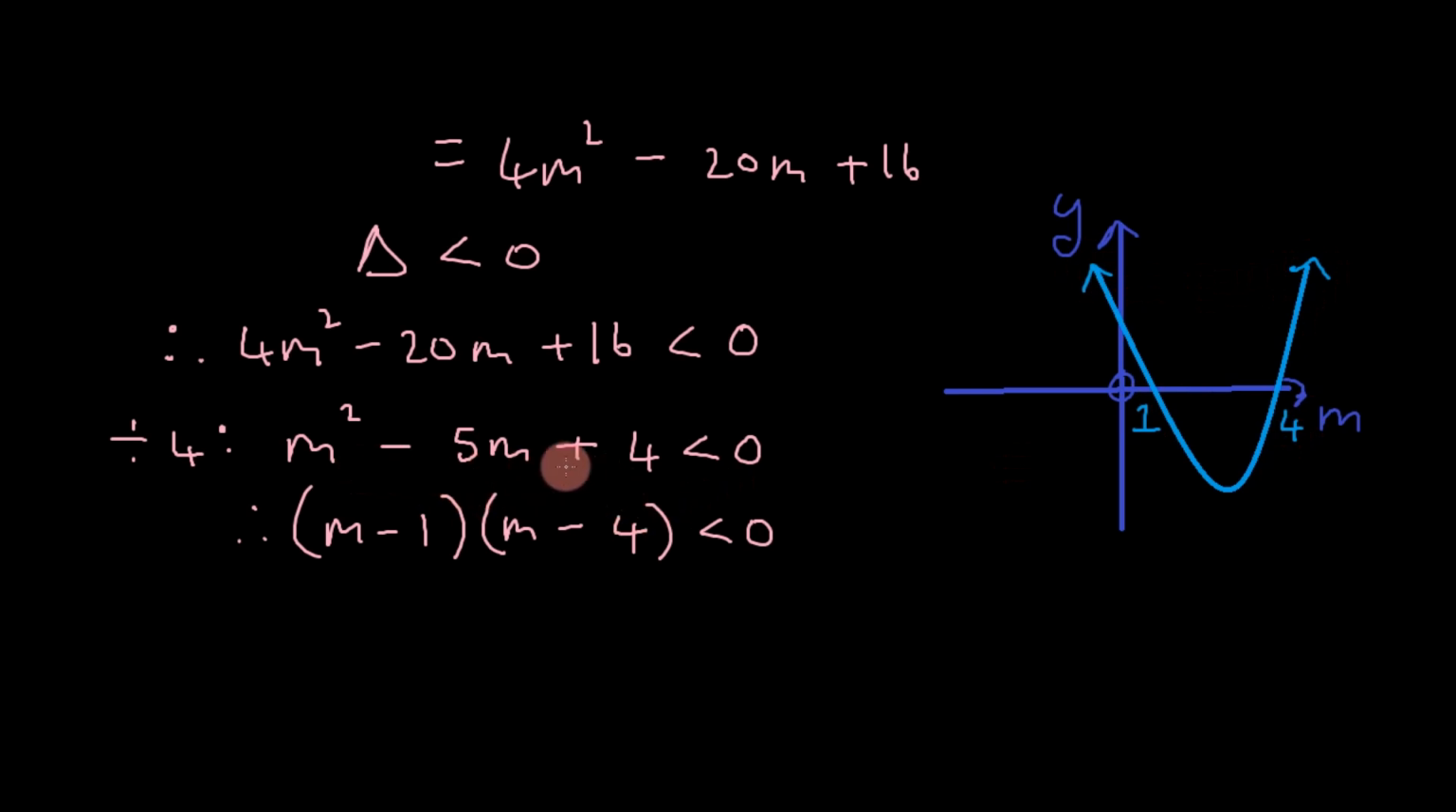We want to know where this trinomial is negative. In other words, where the parabola is below the x-axis. And we can see once again for this region, for all values of m between 1 and 4. So hence our solution will be that m is greater than 1, but less than 4. So all the values in between 1 and 4, the parabola is negative.